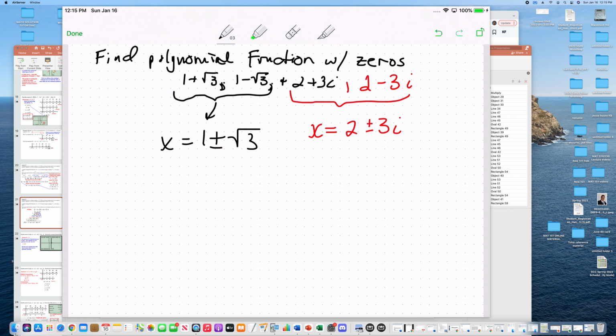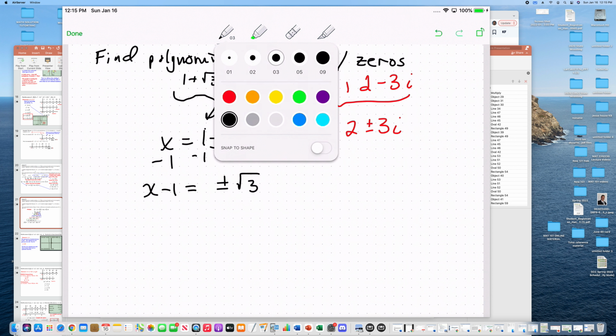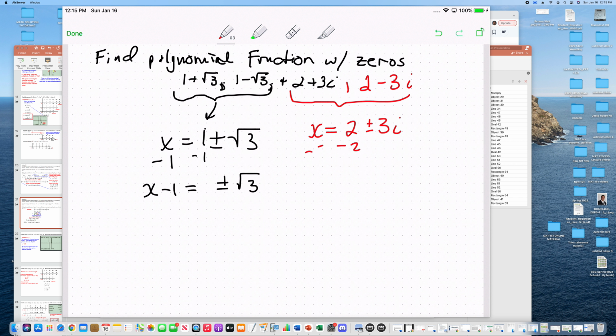So, same technique. Get the plus or minus term by itself. So let's subtract over the 1. Just like we did over here, we'd subtract over the 2. Get the plus or minus term by itself. And again, we're going to square both sides. So when you square a square root, it's just 3. Your binomial squared, x squared plus 1, x times negative 1 is negative 1x, double it, minus 2x.